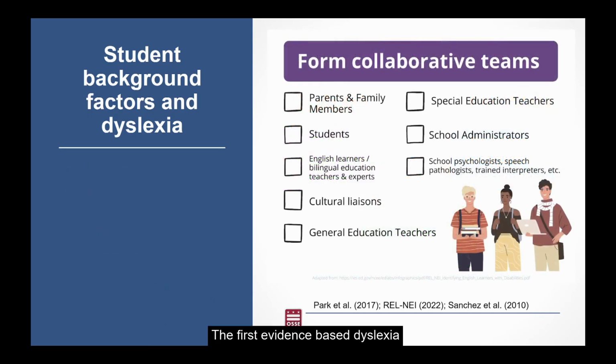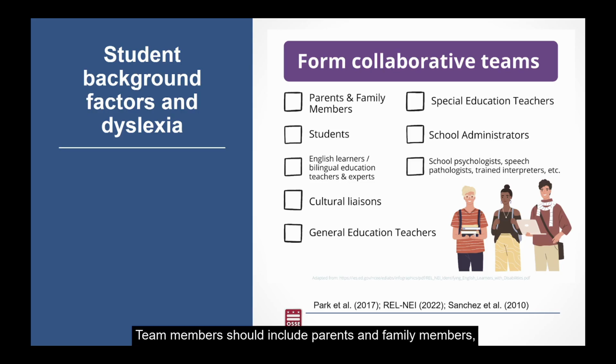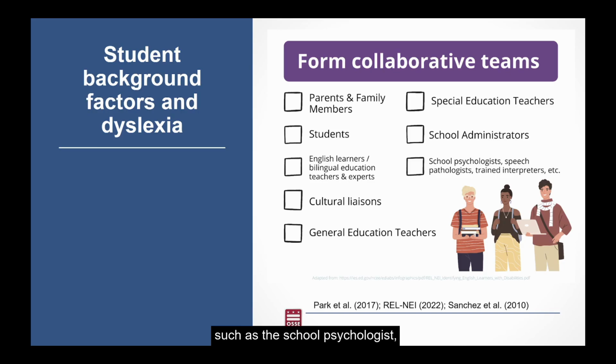The first evidence-based dyslexia identification strategy for supporting students who have English language and learning variations is forming collaborative teams. Team members should include parents and family members, the student, when appropriate, bilingual educators, cultural liaisons, general education teachers, special education teachers, school administrators, and related service providers such as the school psychologist, speech-language pathologist, and interpreters.